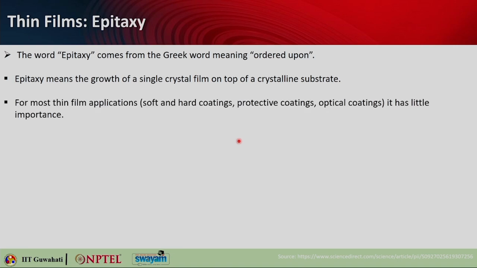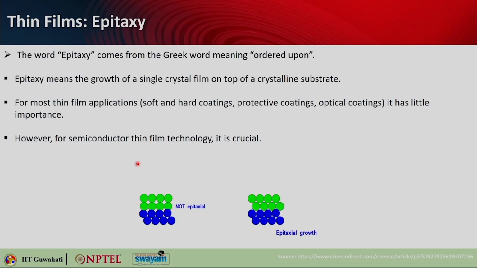So, for most of the thin film application, which includes soft or hard coating, protective coating, optical coating, it has little importance. However, when you go for semiconductor thin film technology, this becomes very crucial. The crystalline growth becomes very crucial. So, this is what we mean by crystalline growth. So, this is not epitaxial, but this is epitaxial. Okay. So, it is a crystalline growth, ordered and crystalline growth.